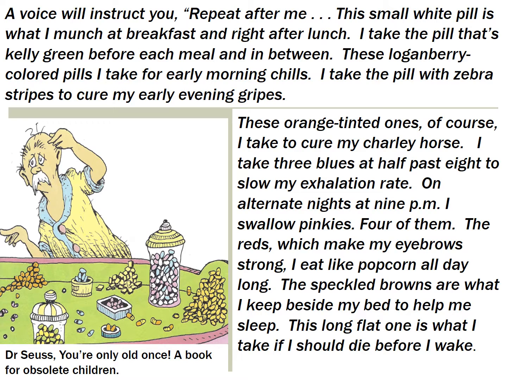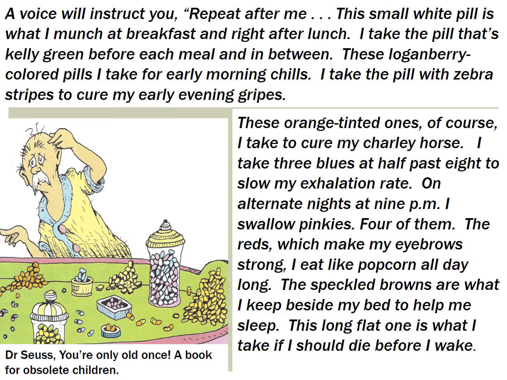He states, a voice will instruct you, repeat after me. This small white pill is what I munch at breakfast and right after lunch. I take the pill that's Kelly green before each meal and in between. These Loganberry colored pills I take for early morning chills. I take the pill with zebra stripes to cure my early evening gripes. These orange tinted ones, of course, I take to cure my Charlie horse.